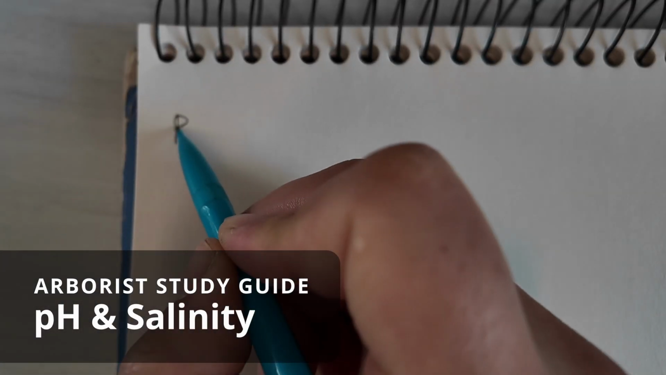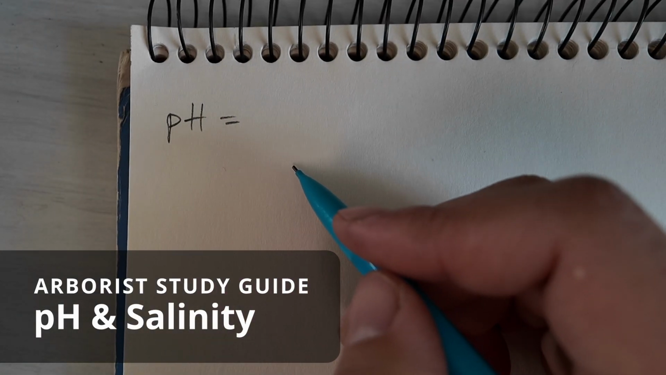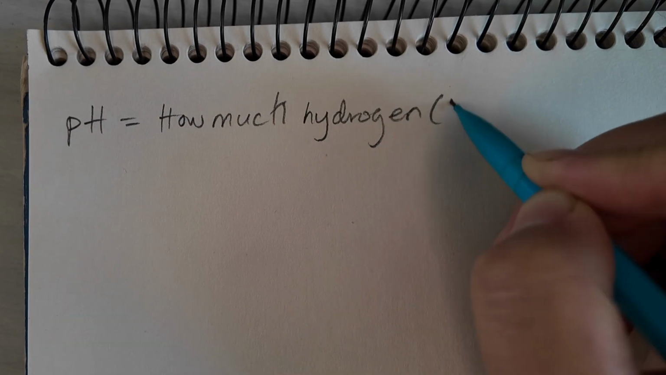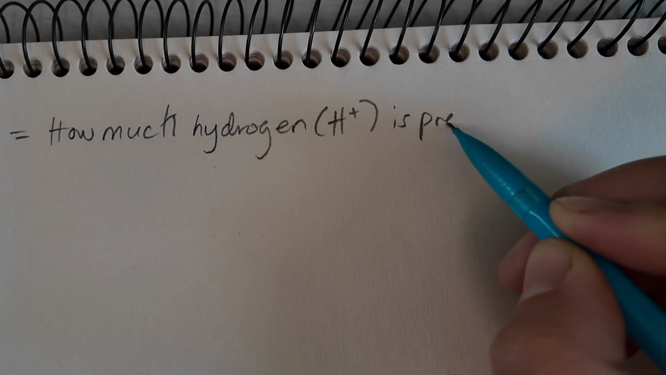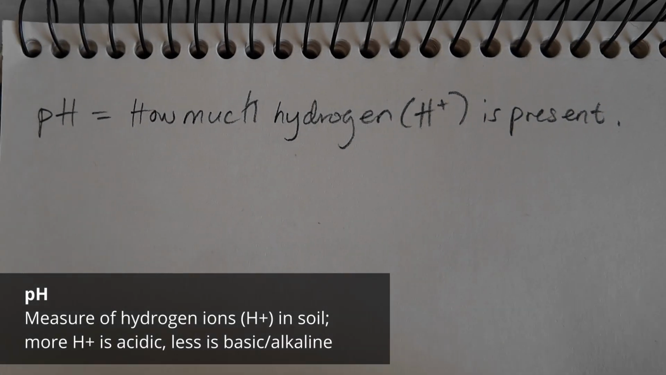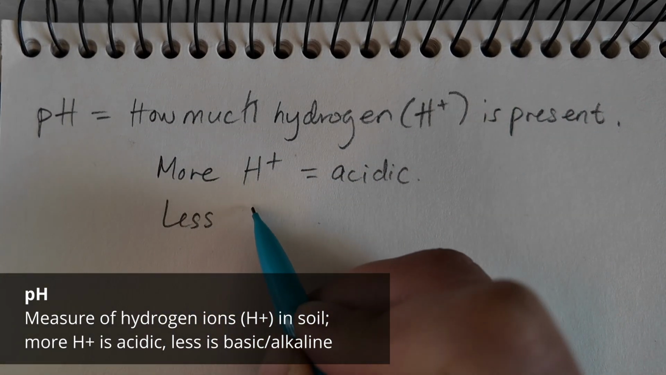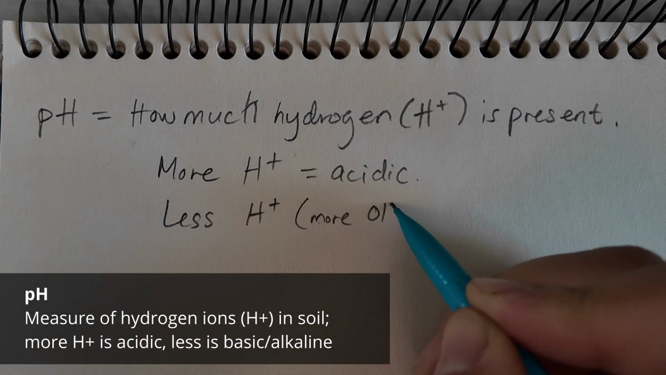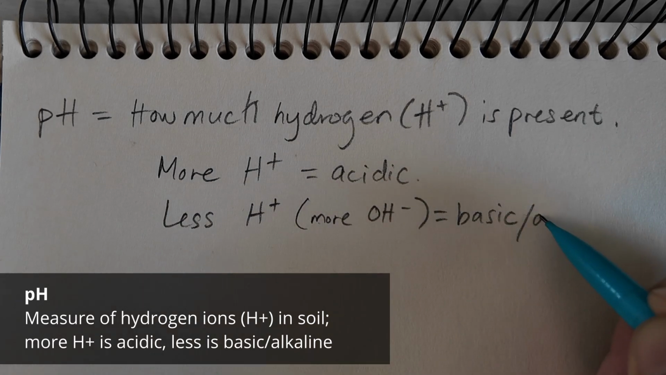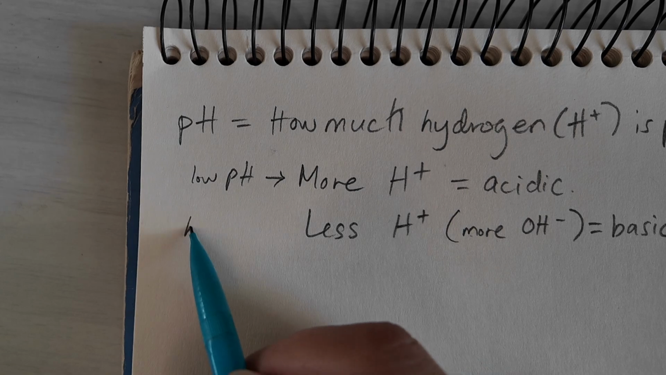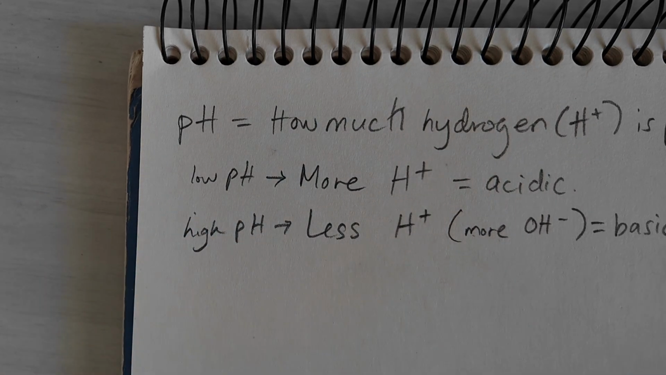This video is about soil pH and salinity. pH is a chemical property of soil, possibly one of the most important ones. It is a measure of the amount of hydrogen ions that are present. The more hydrogen ions are present, the lower the pH and the more acidic the soil is. The fewer you have, the more basic or alkaline it is, and the higher the pH.